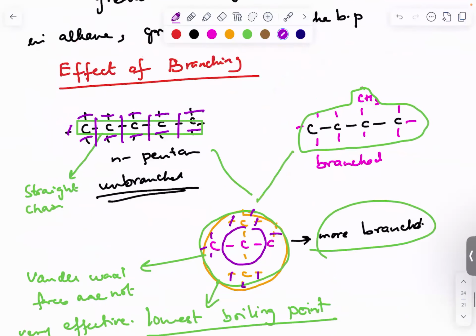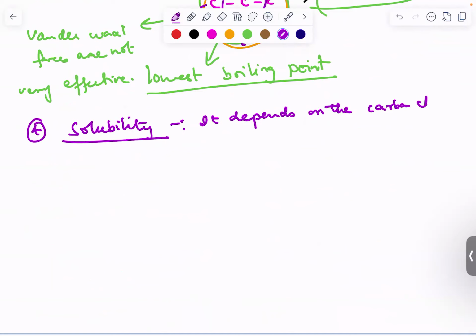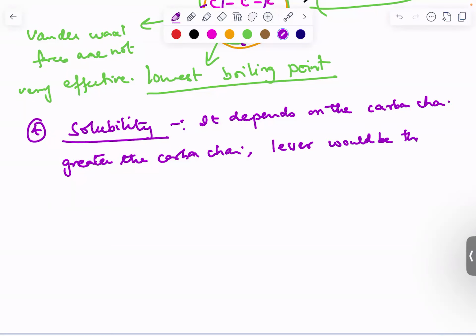So, third, the boiling point effect of branching is very important. Now, the fourth point, solubility. Again, it depends on the carbon chain. Greater the carbon chain, lesser would be the solubility.